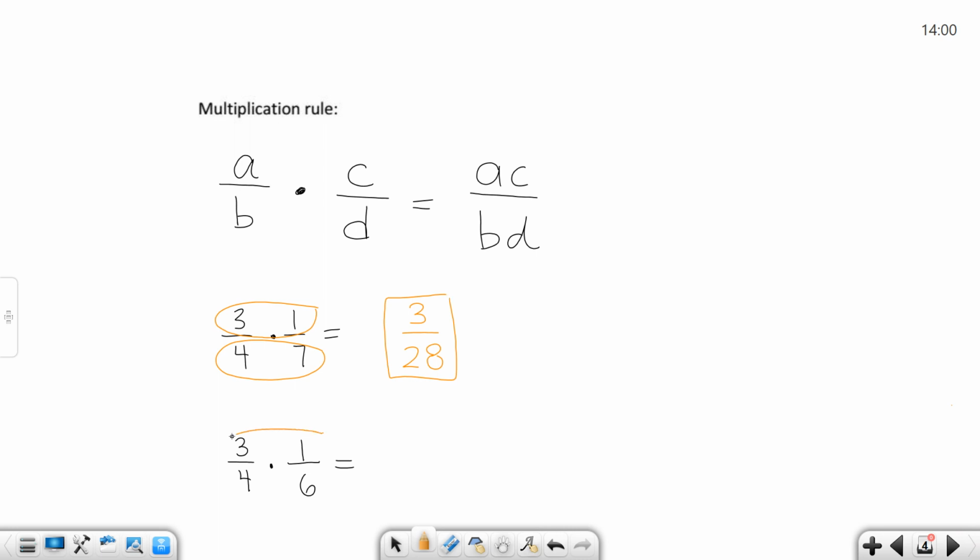Now let's look at our next one. I'm going to multiply across the top, and I'm going to multiply across the bottom, and I get 3/24. Well, I know that 24 does have a factor of 3 inside it, so I can reduce this one. So I'm going to reduce the top by dividing by 3, and I'm going to reduce the bottom by dividing by 3. So 3 divided by 3 is 1, and 24 divided by 3 is 8. So this answer reduces to 1/8. Now, I want to go back over that problem one more time.